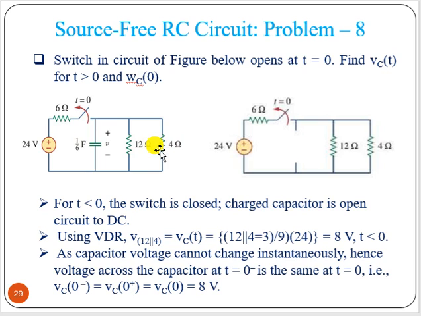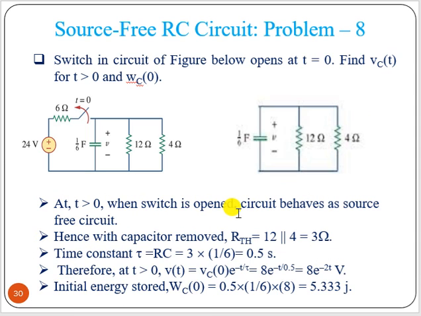So that is 12 and 4 in parallel, that equals 3. So that is 3 divided by 6 plus 3, 9, into the voltage source, that is 8 volt. So at t less than 0, the capacitor voltage is 8 volt. So Vc(0-) equals Vc(0+) equals Vc(0), that is 8 volt. Now when the switch is open, we have this circuit, so the 8 volt dissipates through this circuit.